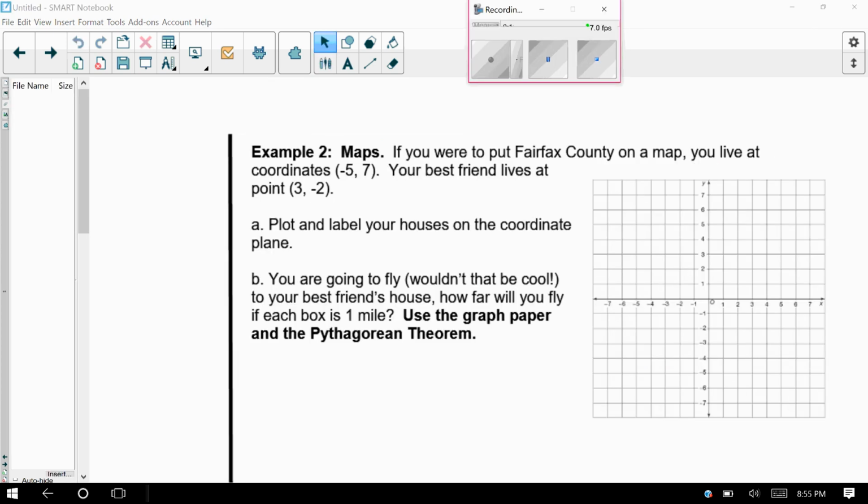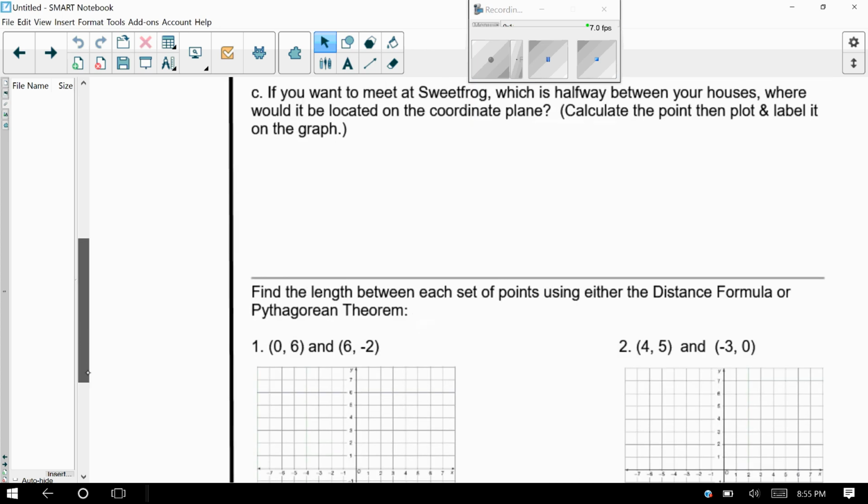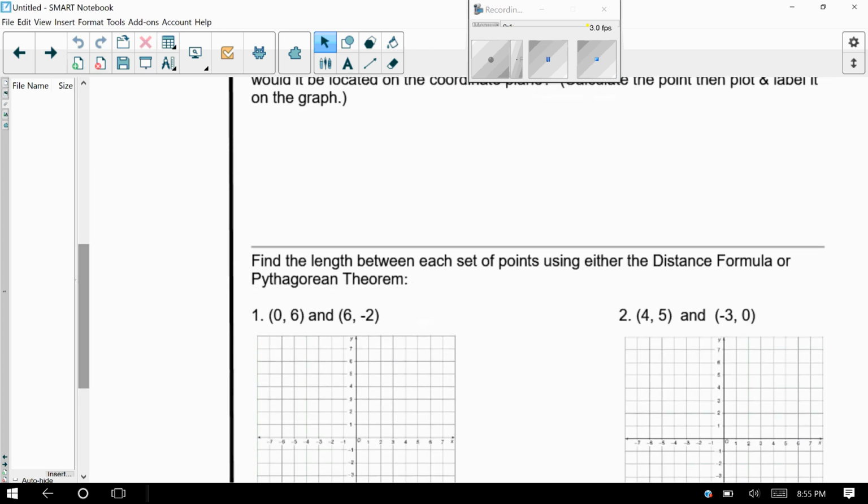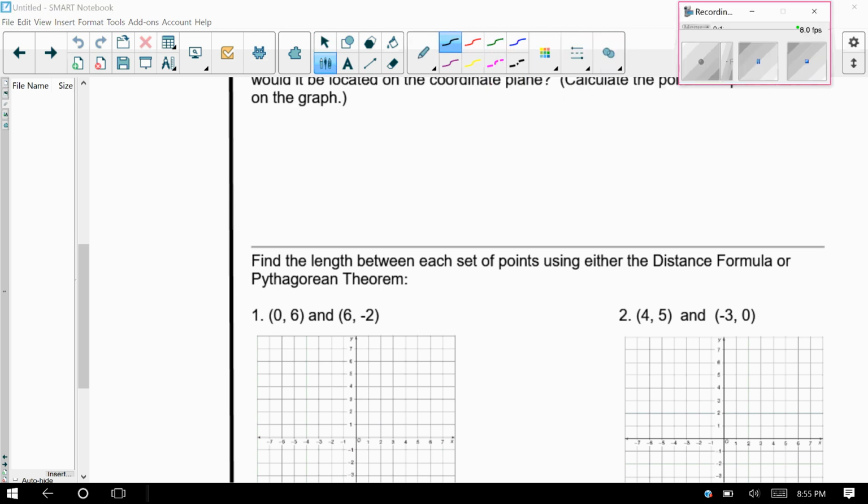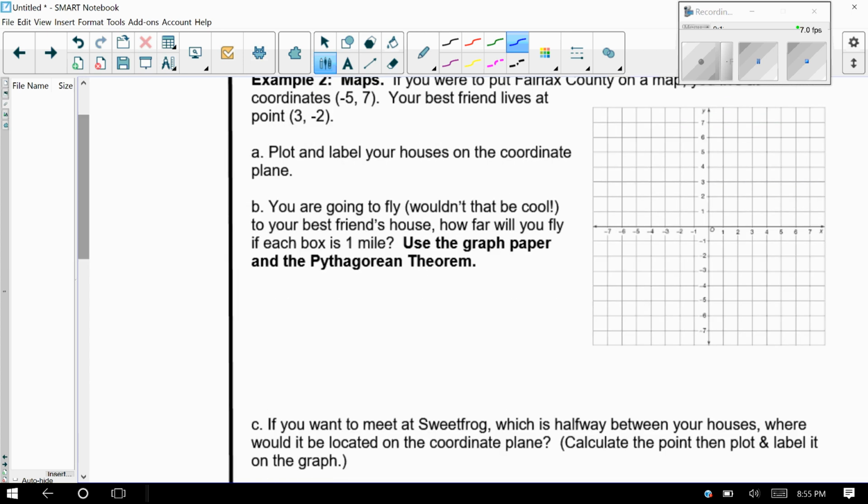All right, guys, I'm going to help you do this problem, and then I want you to do the last two by yourselves. Number 1, I want you to use the Pythagorean theorem. So I'm going to check to make sure you did this. And then number 2, I want you to use the distance formula, okay? The distance formula. All right, now let's go over this.